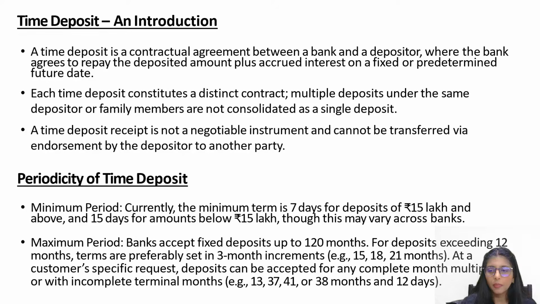Periodicity of time deposit. An FD can be opened for different maturities, like short-term FD, medium-term FD, or long-term FD. The minimum period currently is 7 days for deposits of 15 lakh and above, and 15 days for amounts below 15 lakh. It may vary across banks. That is the minimum period. What is the maximum period? The bank can fix deposits up to 120 months, and for deposits exceeding 12 months, the term is preferably set in 3-month increments. Okay.